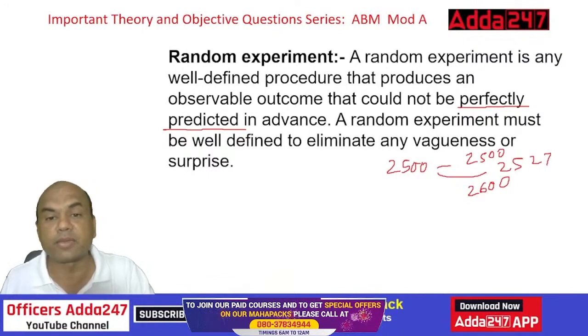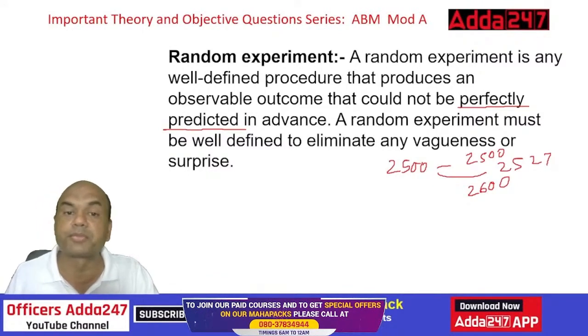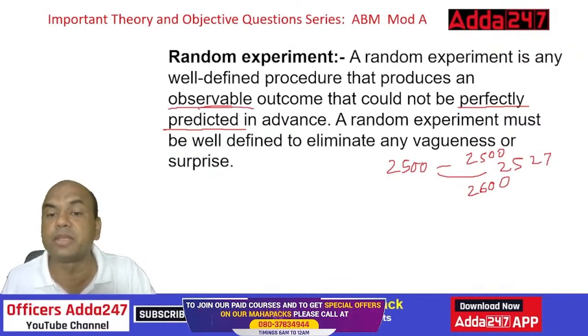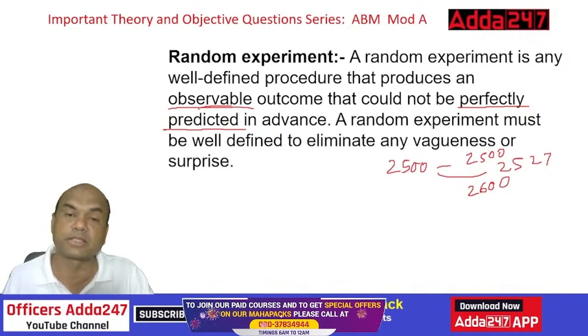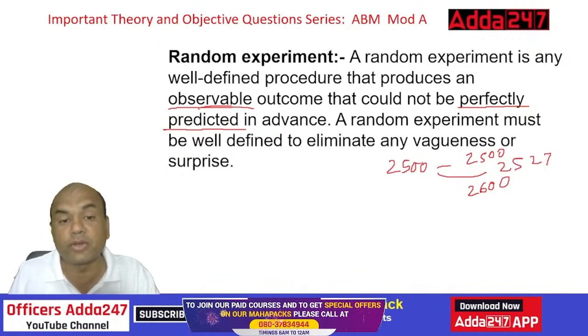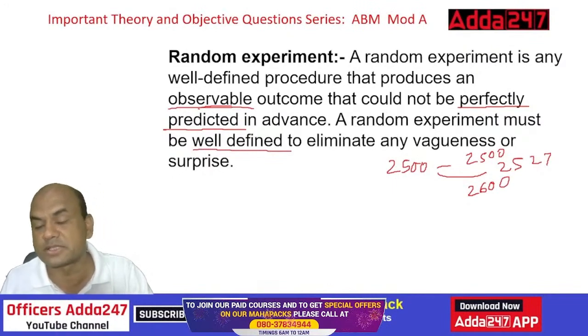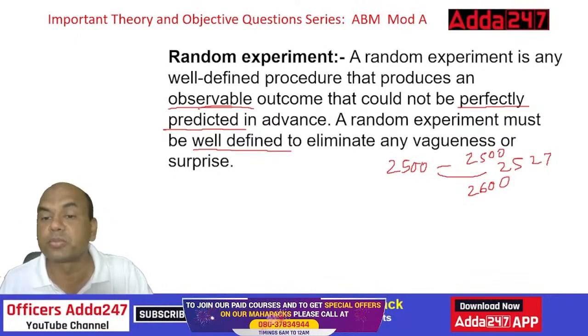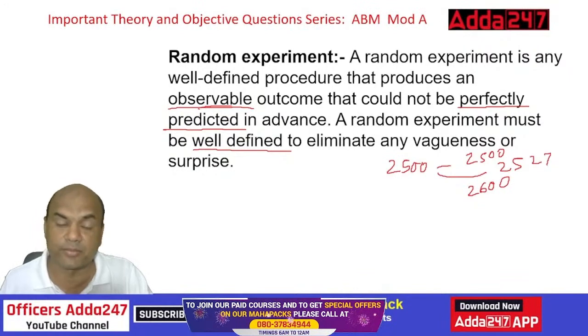So a random experiment is any well-defined procedure that produces an observable outcome. Observable means I should be able to observe it and study from it. A random experiment must be well defined to eliminate any vagueness or surprises. Well defined means whenever I am giving some observation about, say, the Reliance share, it should be well defined. I must know the basics, how much it rises every day.